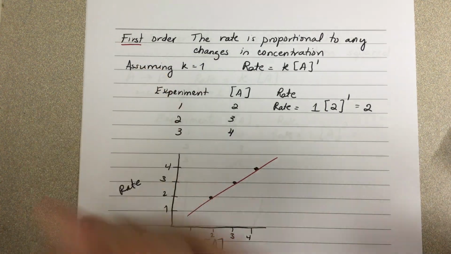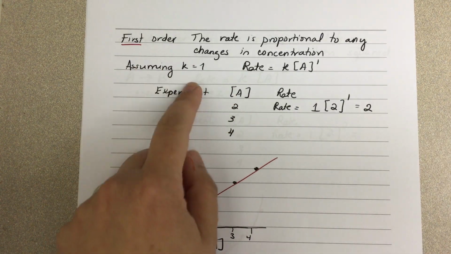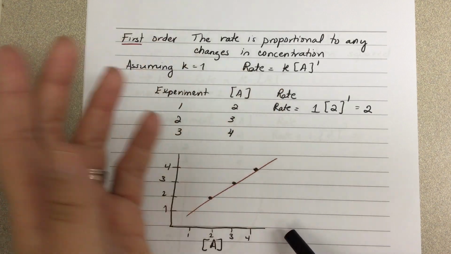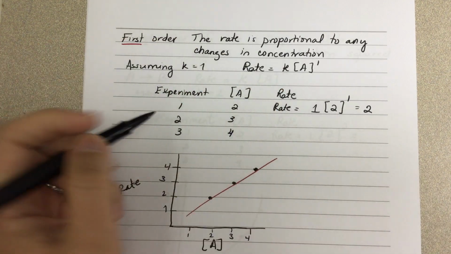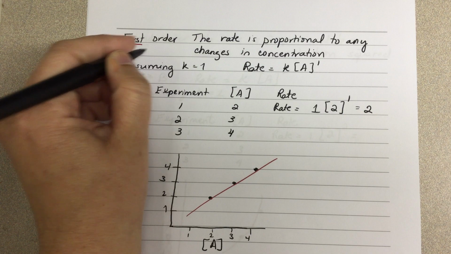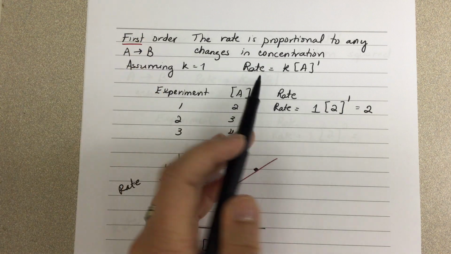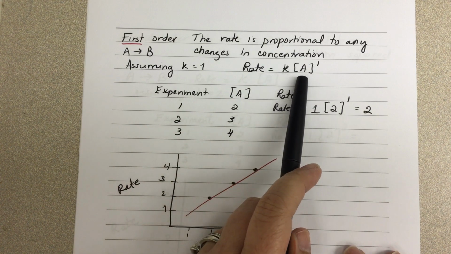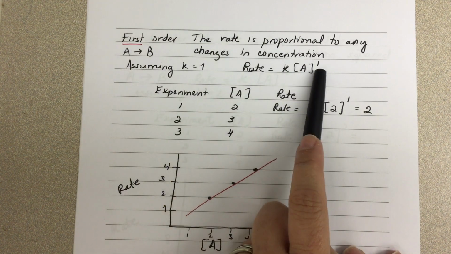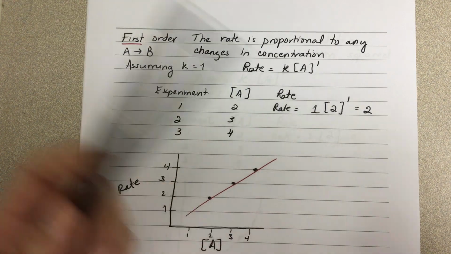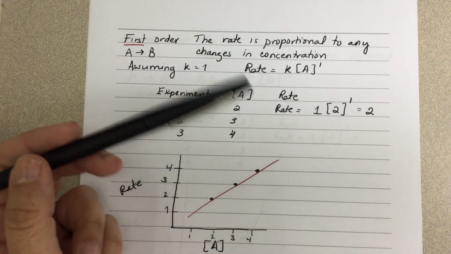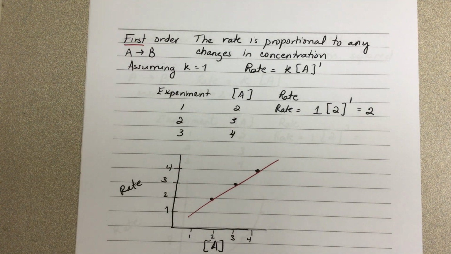So I'm doing the same thing that we did with the zero order. I'm giving you a value for the rate constant using 1 to simplify everything. If you write down the rate expression, you have your rate constant times the concentration of A. Since this is a first order, I have a 1 right there. And now I'm giving you numbers so we can actually calculate the rates. So I have the concentration of your reactant A for 3 different experiments.